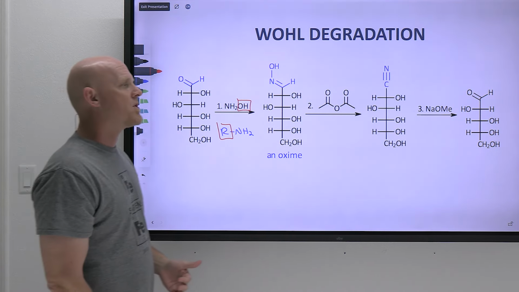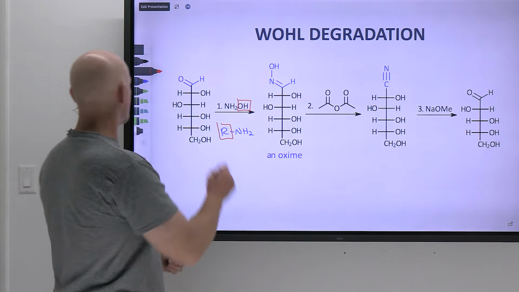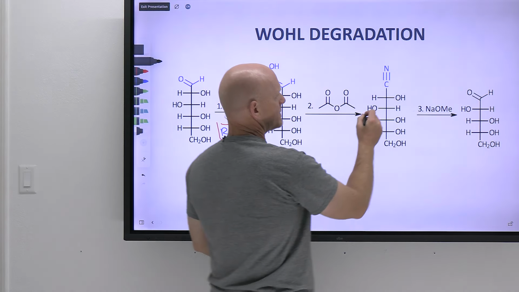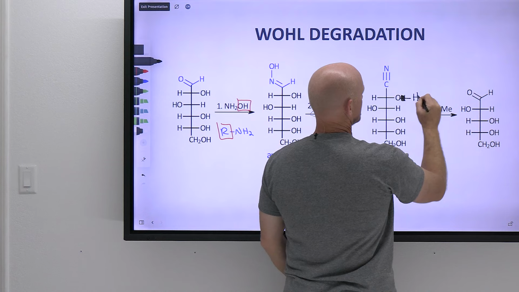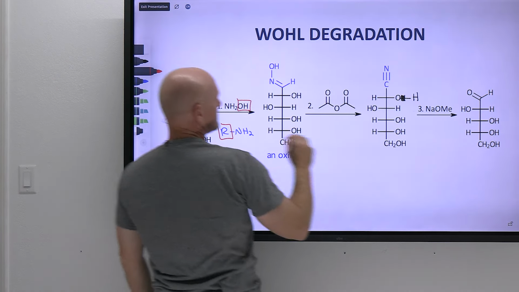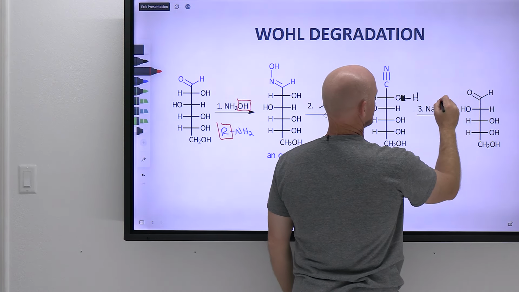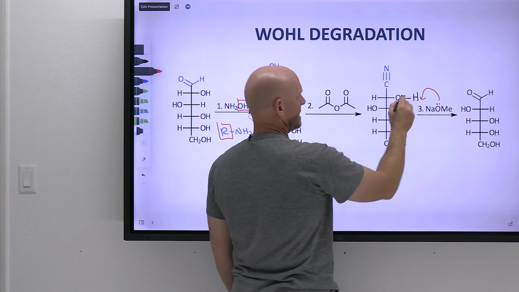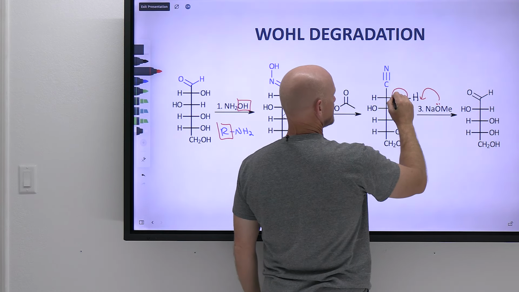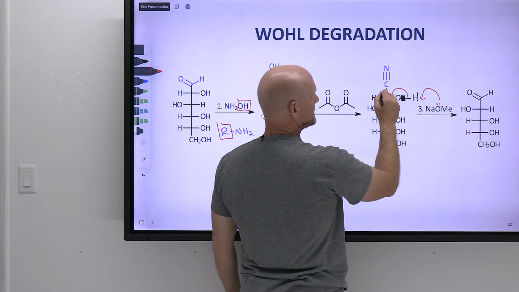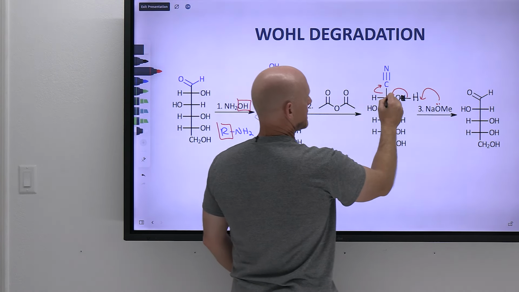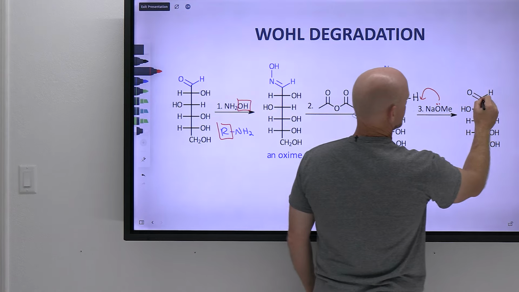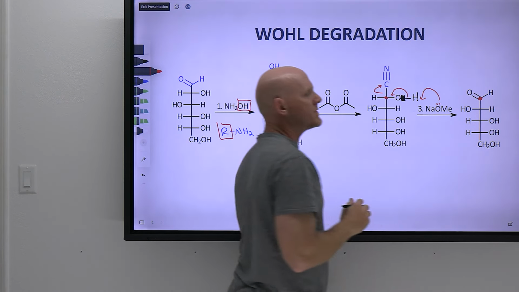And then finally, we're going to add a strong base, and in this case, sodium methoxide is going to be our base of choice. And so let's say we draw this hydrogen out right here to make this a little easier to see. So, and then we're going to take our base here, and use it to deprotonate. That's going to free up these electrons to come and form a double bond, a carbon-oxygen bond, and kick off the cyanide as a leaving group. And so this carbon right here is our new carbonyl carbon.